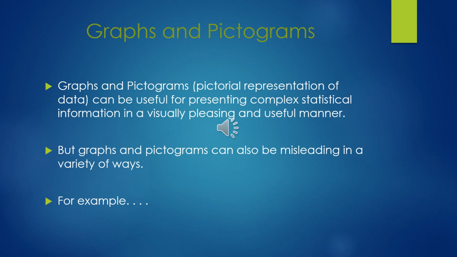Graphs and pictures are often used to present information, and when done well, they can present information that is very complex in a way that is very easy to understand and clear. But graphs and pictograms, that is the pictorial representation of data, can also be misleading in a variety of ways. And here are some examples of how graphs and pictures can be misleading to present data.